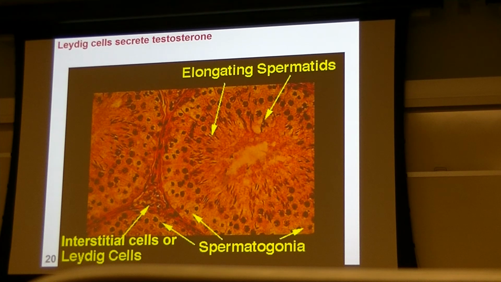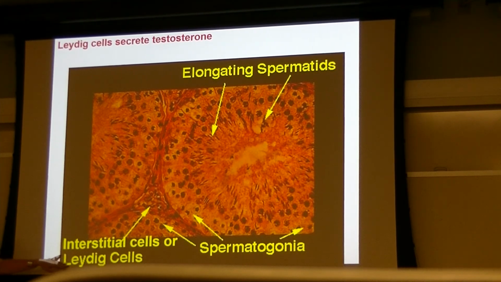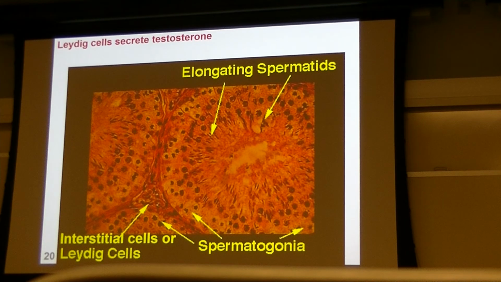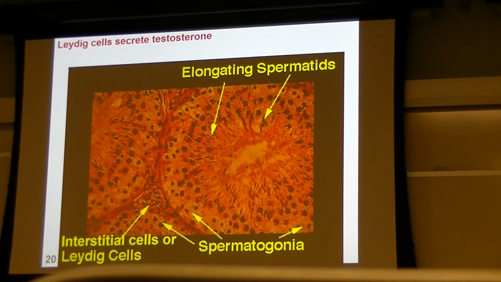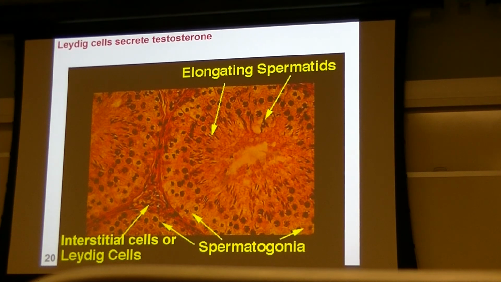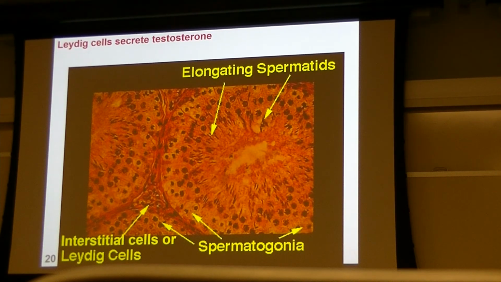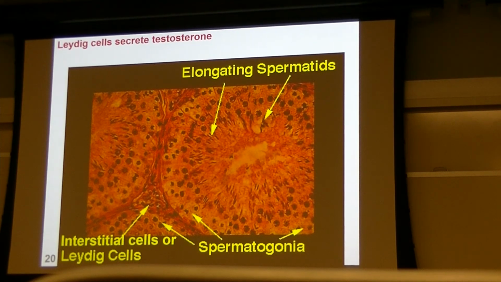So then in between the seminiferous tubules is another cell, and these are called interstitial cells or Leydig cells, and these are the cells that are producing testosterone, which obviously is an important male hormone, and so I just point these out as the source of testosterone within the testes itself.